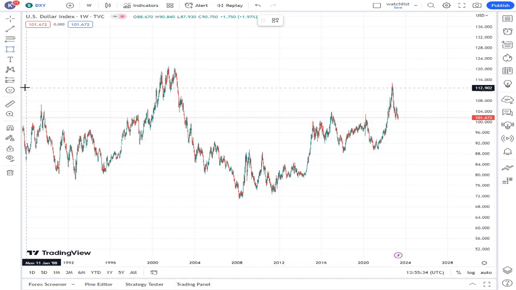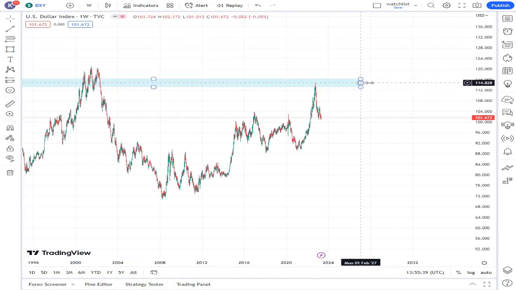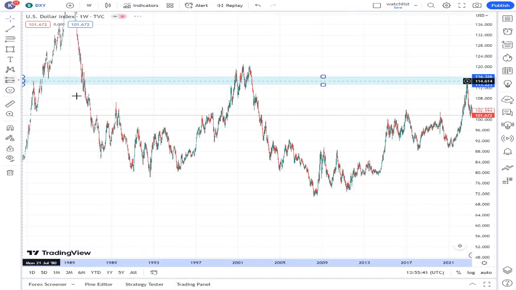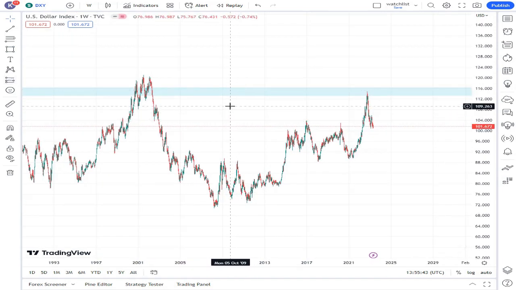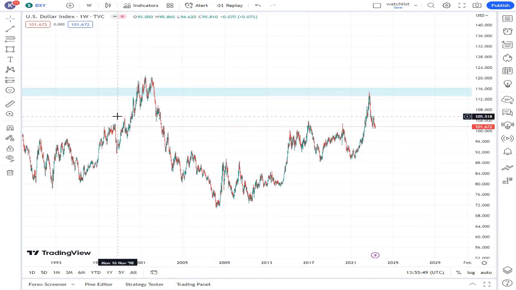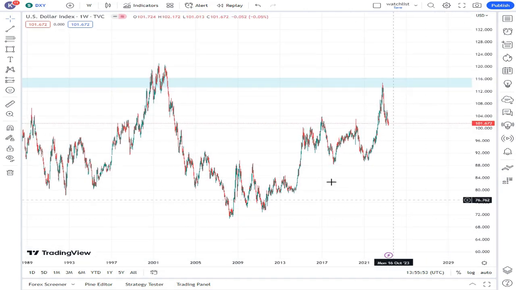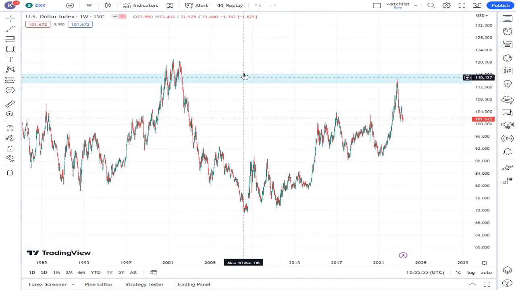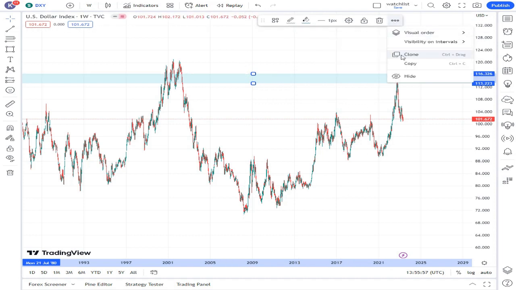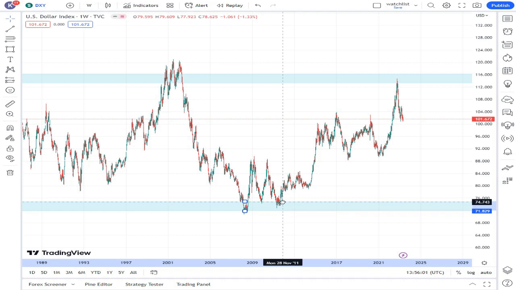Let me start plotting. As I plot, I'll explain why I'm plotting the way I am. Just bear with me. The reason why I put the zone here is because, okay, it's not an all-time high, but it's a major high at the moment, looking at the current market. Okay, guys, and I have my major low there.